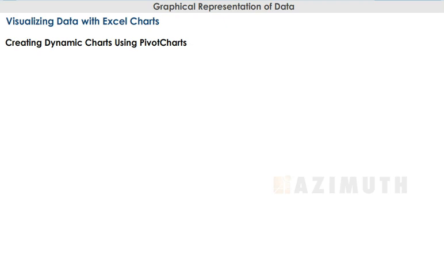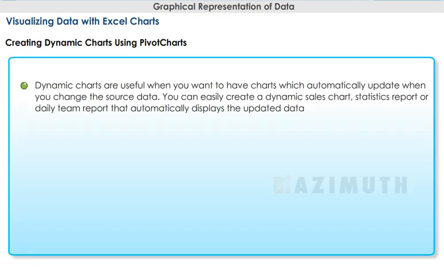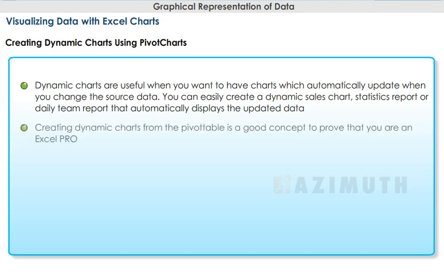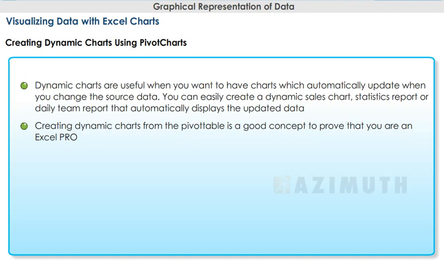Creating dynamic charts using pivot charts. Dynamic charts are useful when you want to have charts which automatically update when you change the source data. You can easily create a dynamic sales chart, statistics report, or daily team report that automatically displays the updated data. Creating dynamic charts from the pivot table is a good concept to prove that you are an Excel pro.